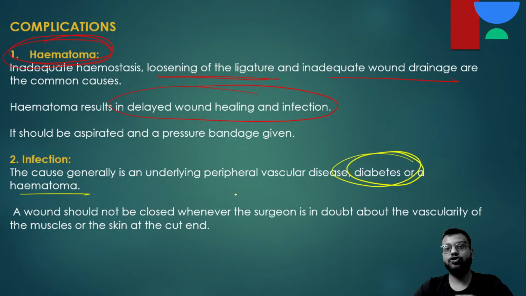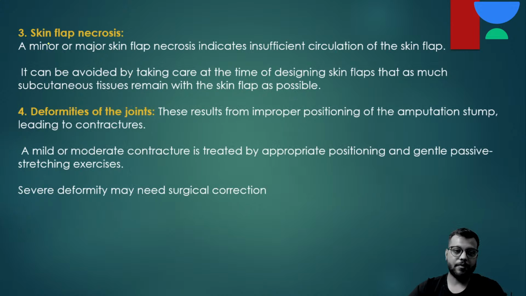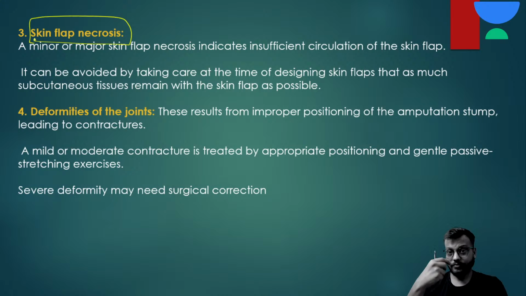stump open. Okay, skin flap necrosis can be there if skin is not closed properly and if the flap is very tight. Okay, in such cases skin flap necrosis can occur, and deformities of the joint due to the improper position of the amputation stump, and also due to poor rehabilitation or poor physiotherapy.